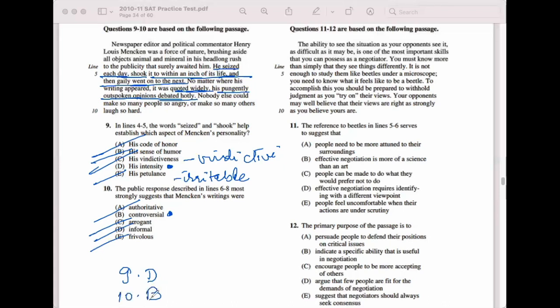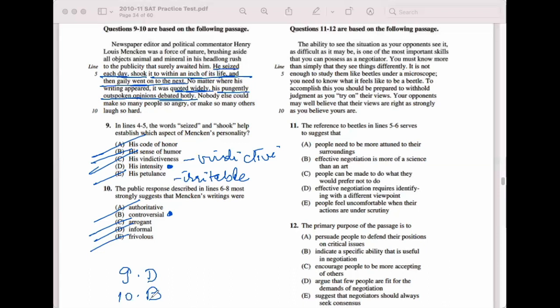Okay, let's do the next passage. The ability to see the situation as your opponents see it, as difficult as it may be, is one of the most important skills that you can possess as a negotiator. You must know more than simply that they see things differently. It is not enough to study them like beetles under a microscope. You need to know what it feels like to be a beetle. To accomplish this, you should be prepared to withhold judgment as you try on their views. Your opponents may well believe that their views are right as strongly as you believe yours are.